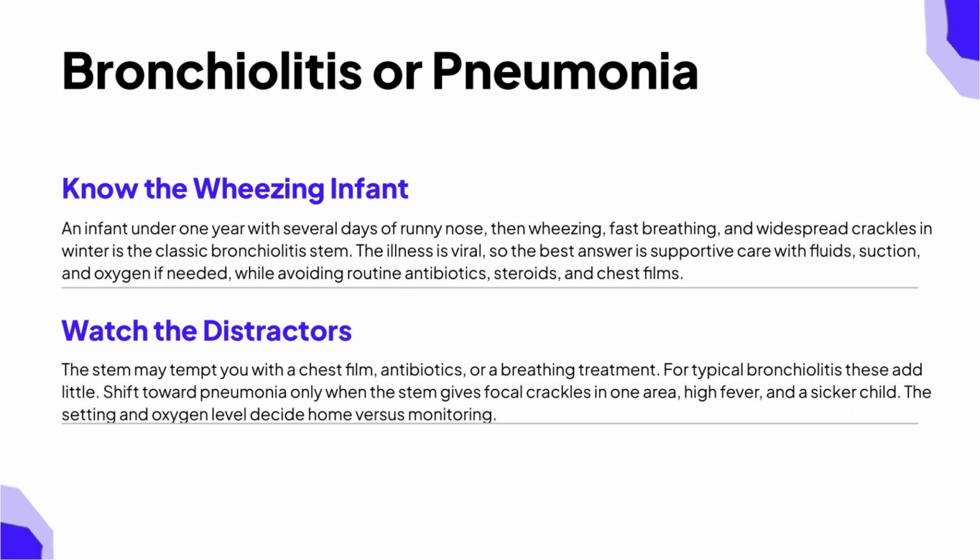Now let us contrast bronchiolitis with pneumonia, because the exam loves the wheezing infant. Picture an infant under 1 year of age who has a few days of runny nose, and then develops wheezing, fast breathing, and widespread crackles during the winter season.